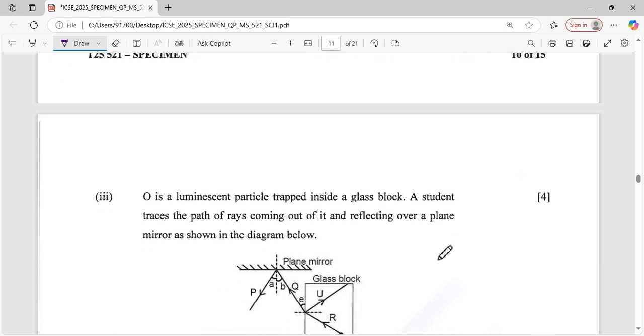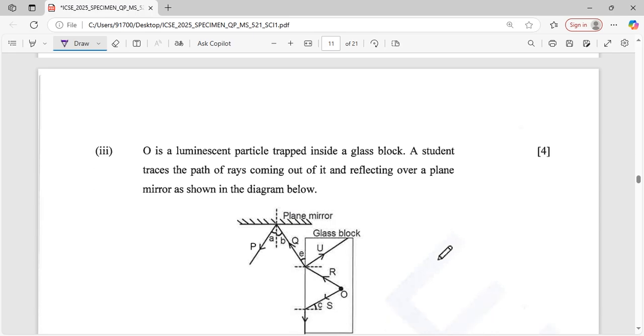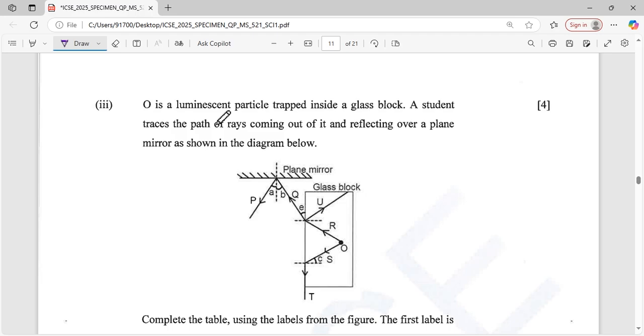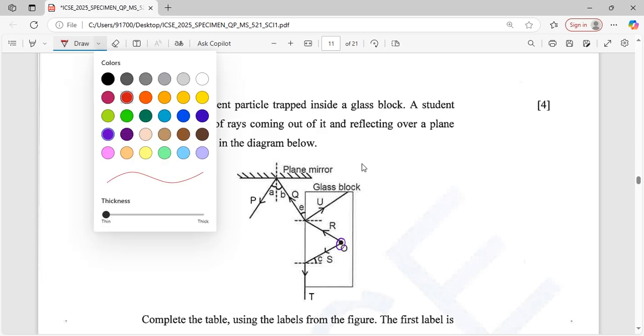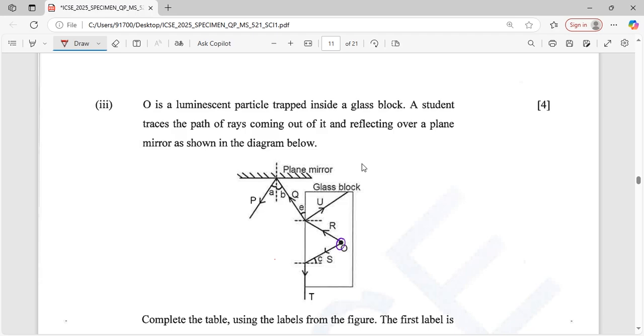Number 3. Okay. There is a luminescent particle trapped inside a glass block. A student traces the path of a ray coming out of it and reflecting over a plane mirror. Show the diagram below. That ray here.